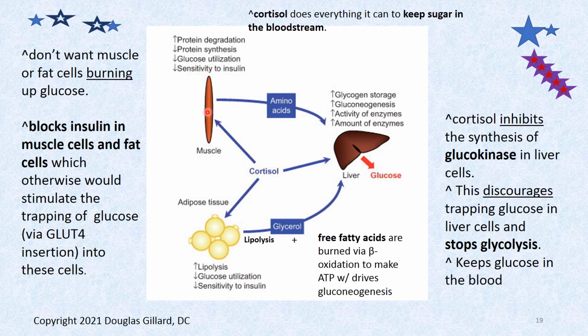See how that works? And then when the amino acids go into the liver, it drives gluconeogenesis. It also increases the production of the enzymes for the Krebs cycle and gluconeogenesis, and it increases the activity of the enzymes as well. Plus it stimulates glycogen storage, or glycogen synthesis. We'll try to store a little bit if there's enough amino acids around.